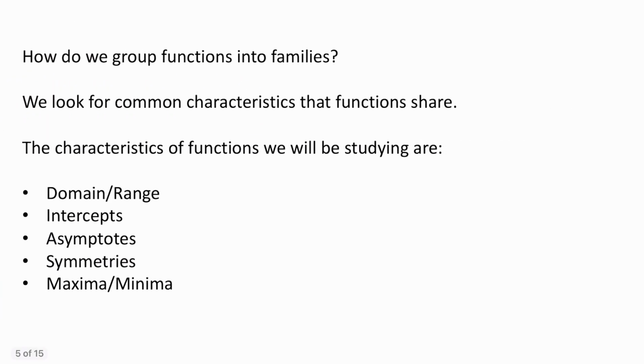So how do we group functions into families? Okay, so you may be wondering, how do we decide which members go into which family and things like that? Well, what we do is we look for common characteristics. Okay, so if we look within a family of functions, a lot of those functions will have very similar characteristics. And so the characteristics we're going to look at are going to be domain and range, intercepts, asymptotes, symmetries, and maxima or minima. And these are going to allow us to group the functions into categories.